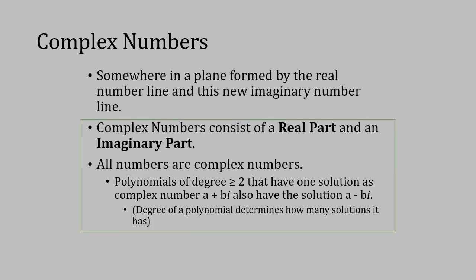So what is a complex number? Well, a complex number is somewhere on a plane formed by the real number line and this new imaginary number line. It's called a complex plane. Complex numbers consist of real parts and imaginary parts, and we write them out in this standard form of a + bi, where a is the real part and b is the non-real part, or the imaginary part, and together this is a complex number. So you might be thinking, what if it had a + 0i? Well, then there wouldn't be an imaginary part.